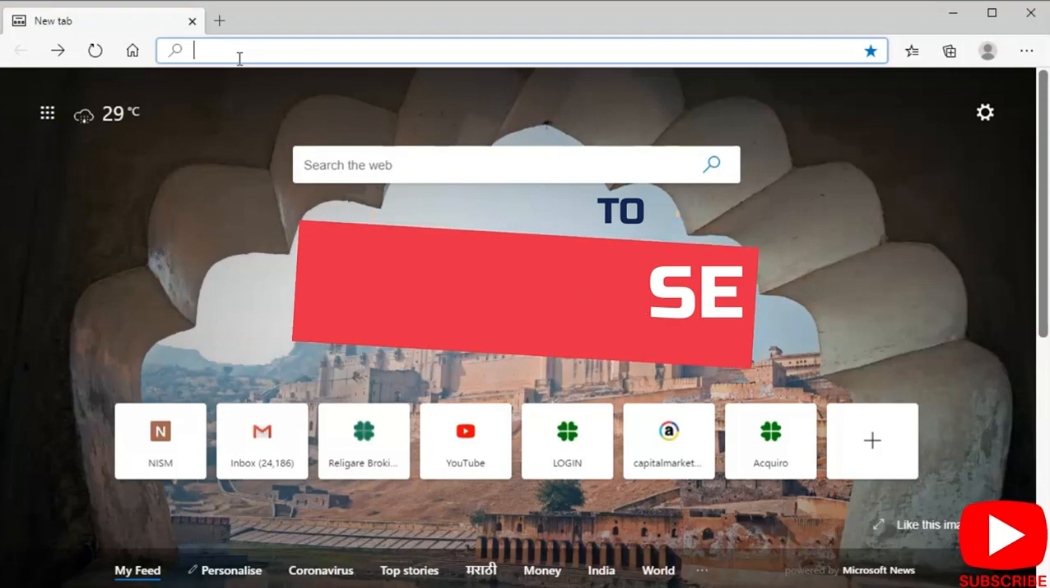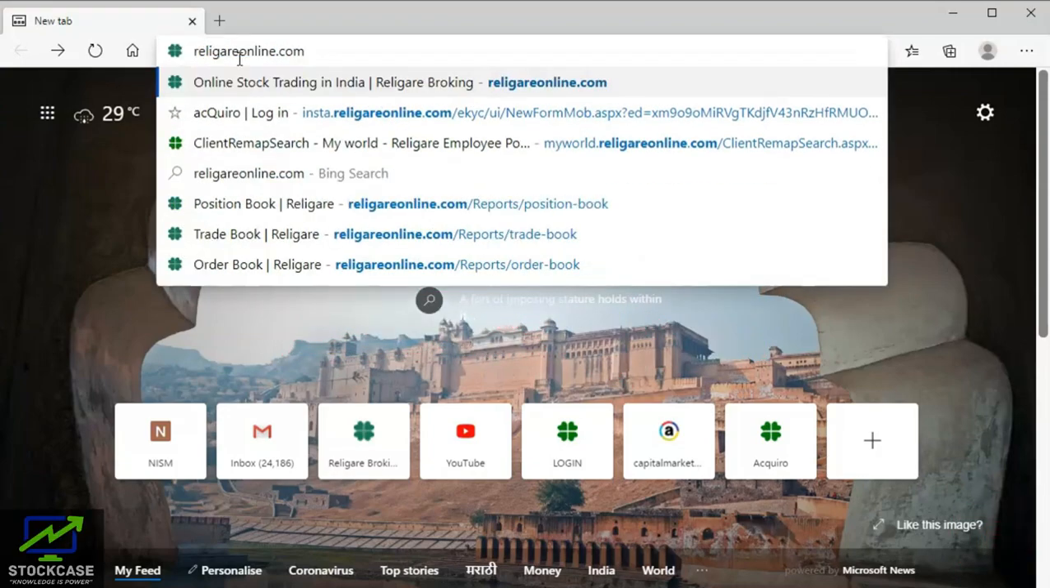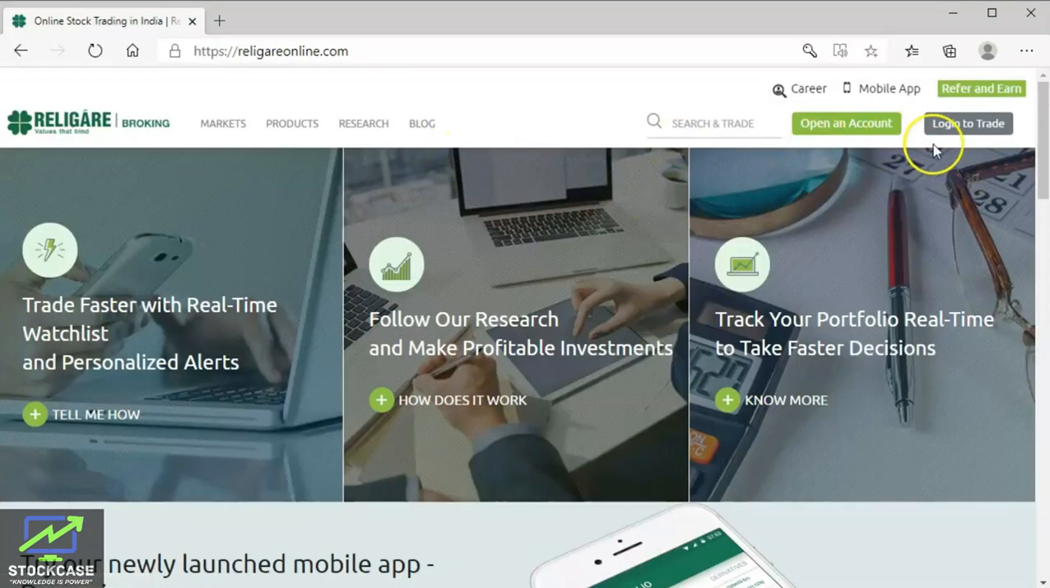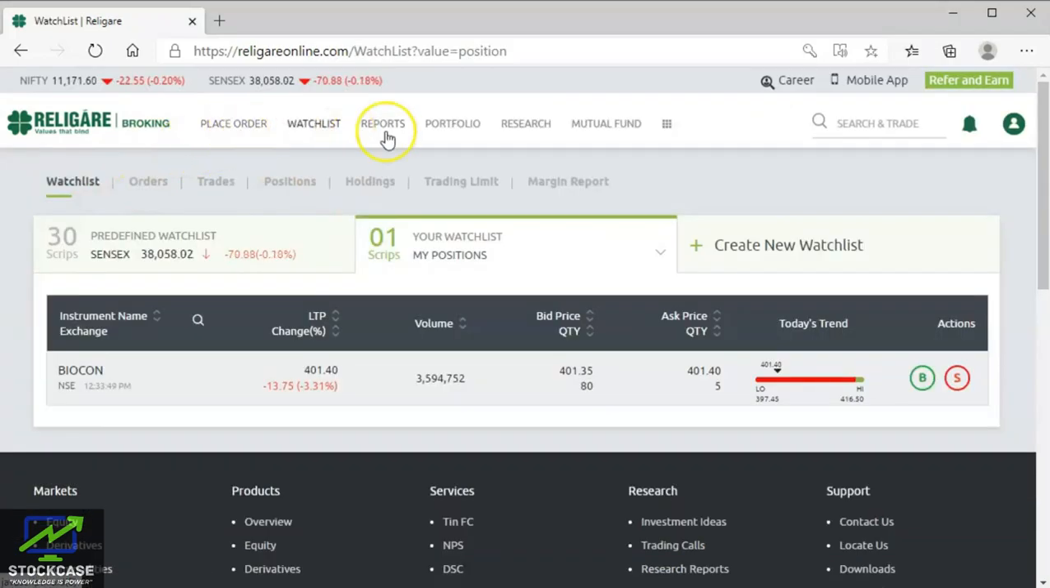Today I am going to review the Religare Securities trading platform. Let's begin. The website is religareonline.com. Once the site opens, click on login to trade, fill up your account details, and there you go. Here you can see options like place order, watch list, report, research, and mutual fund. We will go through them one by one.